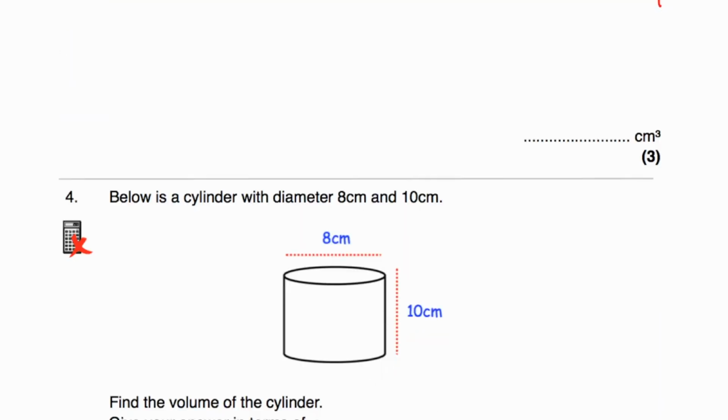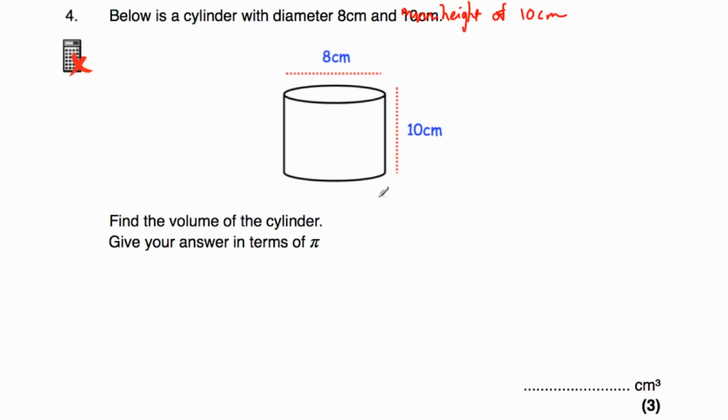Okay, let's have a look at question number 4. Question number 4 says, below is a cylinder. We've got the cylinder and it's got a diameter of 8 centimeters and a height of 10 centimeters. And we've been asked to find the volume of the cylinder and to give our answer in terms of pi. So this is a non-calculator question, so we're not using a calculator in this question.